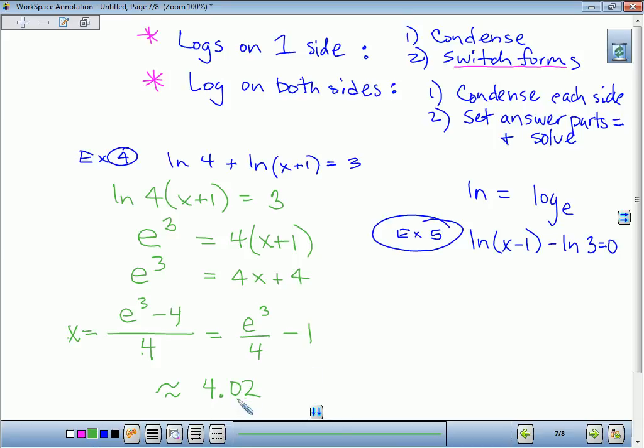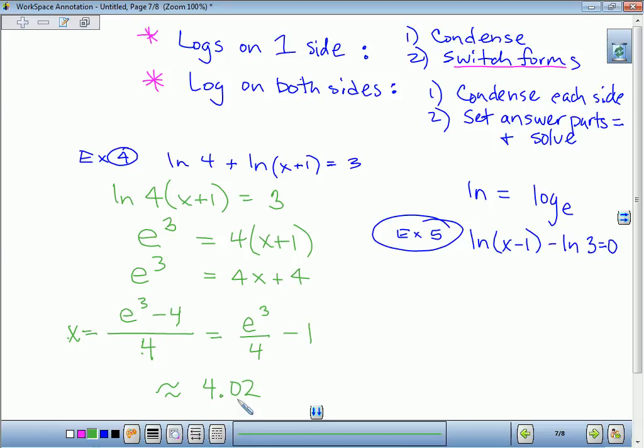How did I do the decimal part? Second ln, e to the third, minus 4. Enter. Divide by 4.